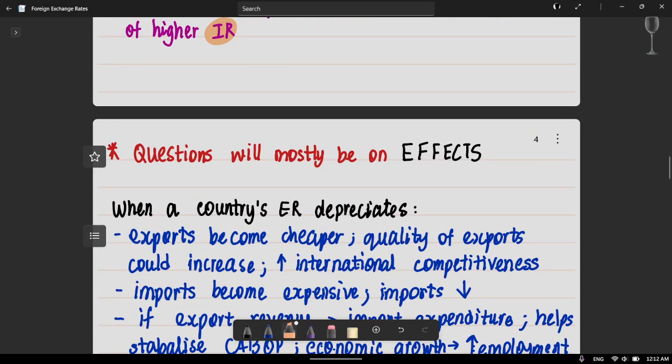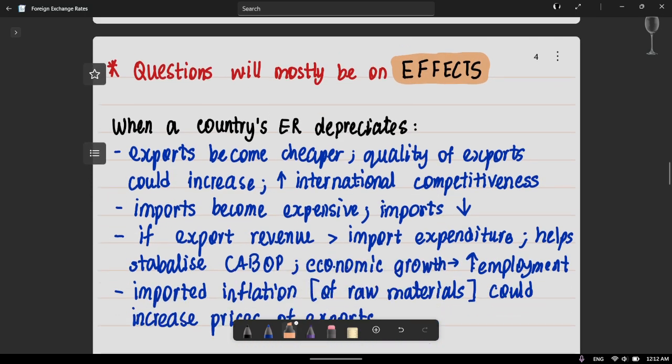Okay. Now, the questions for this chapter are mostly going to be on effects. Now, I say mostly because I've seen a lot of questions on them, but that doesn't mean that you shouldn't learn the other ones. I have seen equally questions on other small topics from this chapter as well.